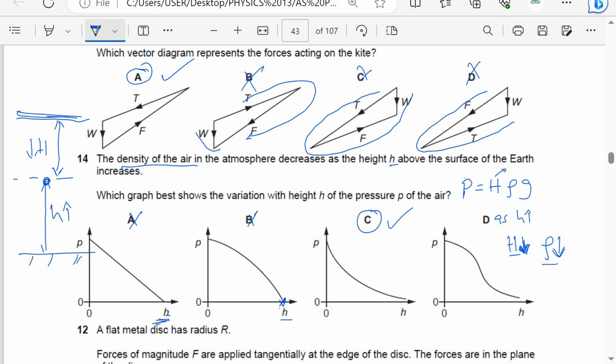This one shows the pressure decreases slightly, then more rapidly, then slightly. We cannot rely on this, so I'll consider the answer to be C, because the height of the air column above a given point decreases as the h from the surface of the earth increases. The density is also decreasing, the pressure decreases more rapidly, so the answer is going to be C.